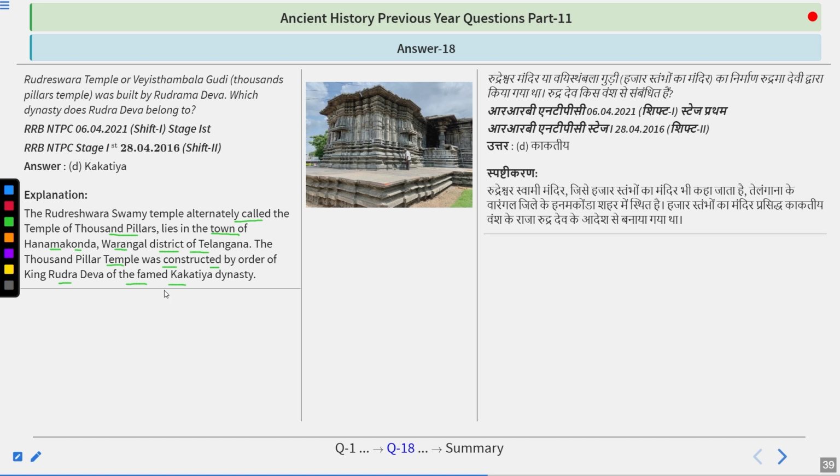Kakatiya dynasty was the same one which was the real owner of the Kohinoor diamond, and later on that Kohinoor diamond was transferred to Malik Kafur, and later got into the hands of Alauddin Khilji. So do remember the name Kakatiya.